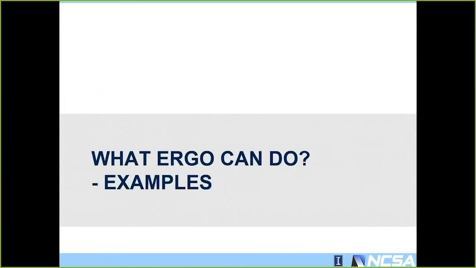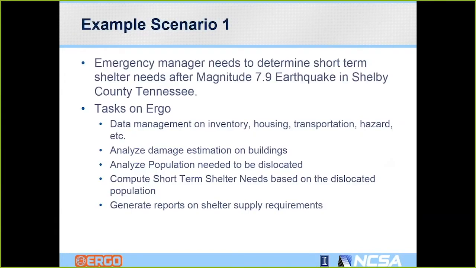So what are some examples of what Ergo can do? I'm going to take us through a couple of scenarios. So one example scenario, maybe there's an emergency manager that wants to plan for a specific event. Now, this 7.9 event, since it's a New Madrid seismic zone, this event has happened in the past. It's been a while, but has a long return period. And if it were to happen again, a manager may want to plan for, now that Shelby County, Tennessee is much more populated than, I think, the 1811, 1812 earthquake when that happened. They would have to go through a series of tasks to understand what are the short-term shelter needs if that event were to hit again.